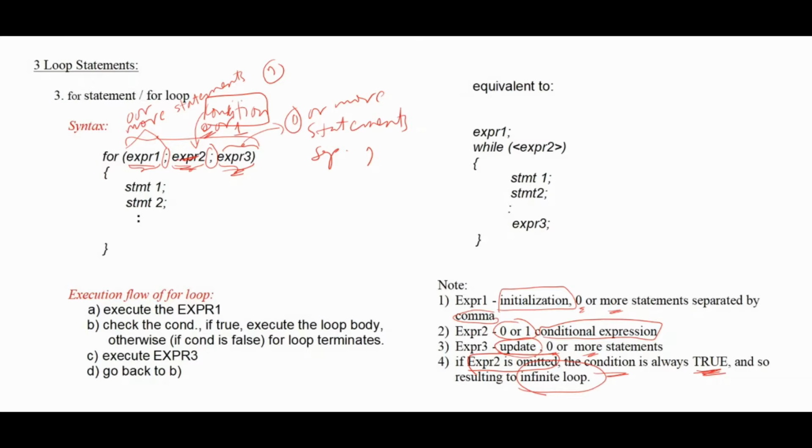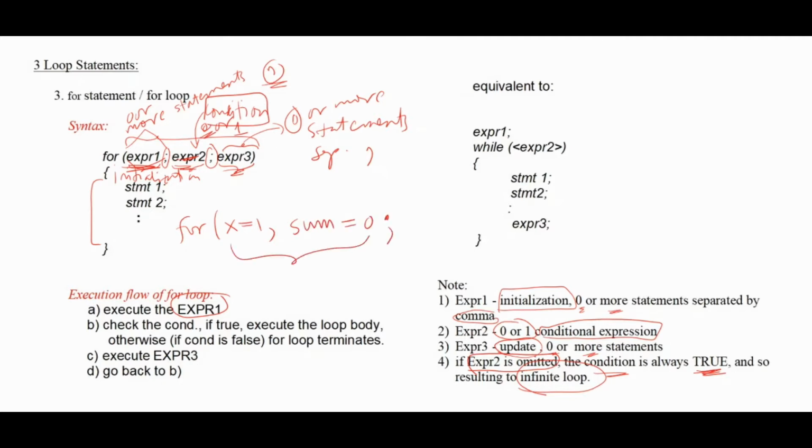First, it executes the initialization. Again, expression 1 here is called the initialization. This is where we initialize the variables that we need inside the for loop. If there are several initializations, you separate them using a comma, just like when you say for x set to 1, comma, sum set to 0, and then a semicolon.